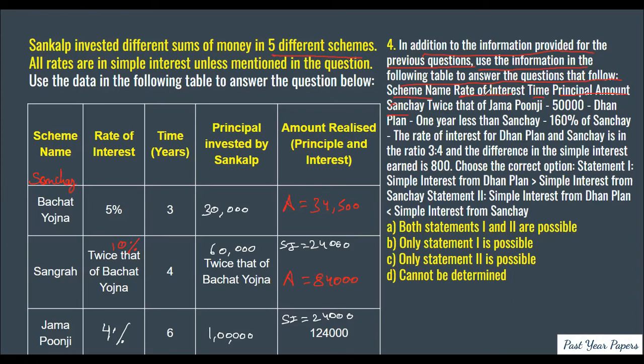Then what is given? Rate of interest. Rate of interest is twice that of Jama Punji. Okay, rate of interest twice that of Jama Punji. This is 4%. So this will be 8%. Okay.